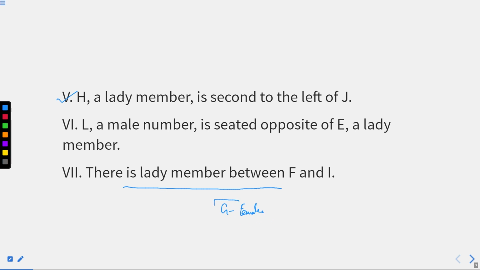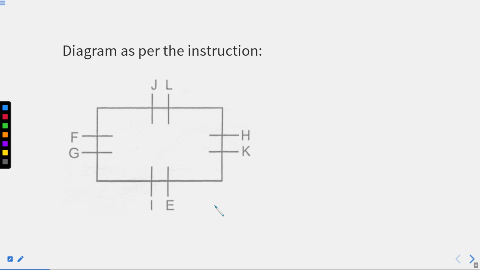I hope this part is clear. Now we are aware of all three females. So students, after reading all the instructions here, we came across this diagram where every condition is satisfied, that J and L are opposite to each other, right? In between F and L we have J. In between F and I we have G.